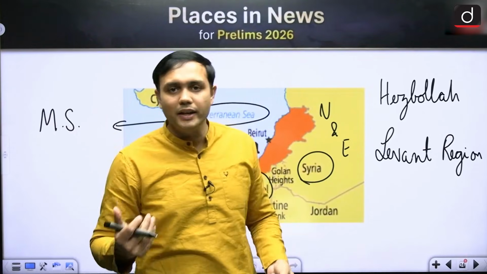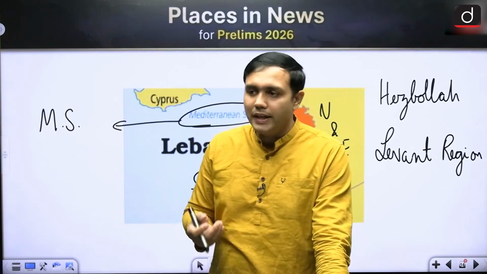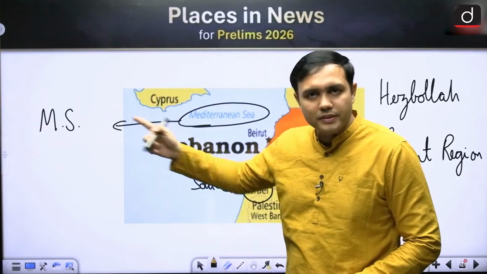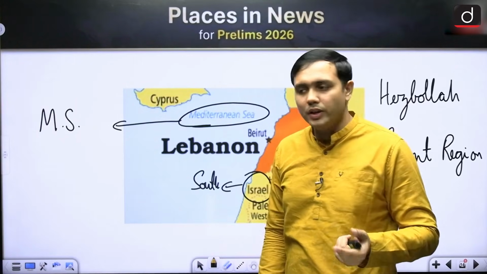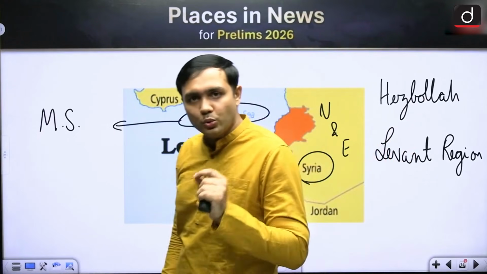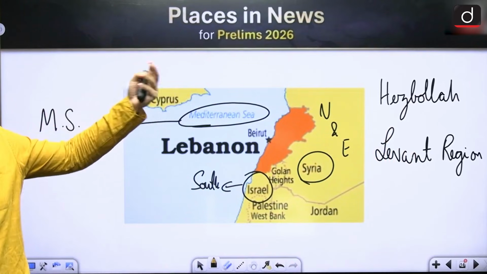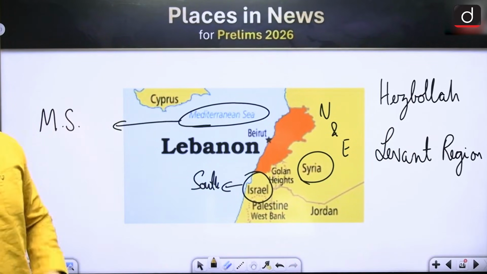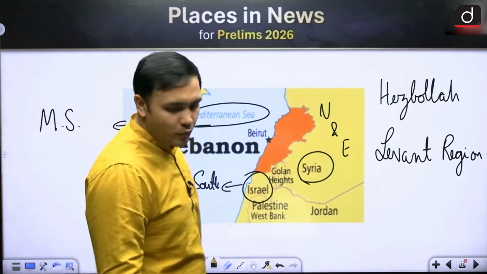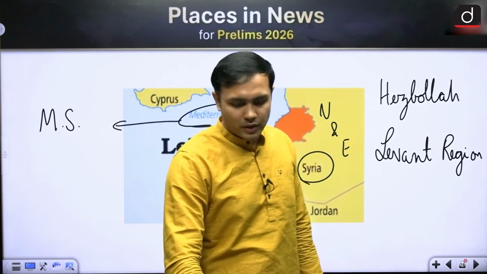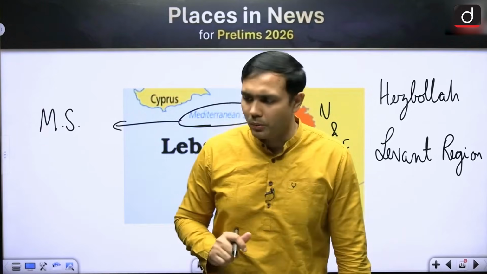Is Israel in the Levant region or not? Say, for example, is this particular island called Cyprus in the Levant region or not? Which are the countries associated with it? Is Israel there? Is Jordan there? Is Syria there? Is Lebanon there? You will have to know what this Levant region is all about. You can expect a question from this.